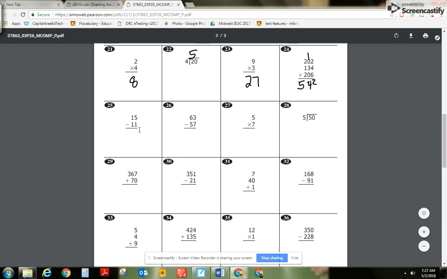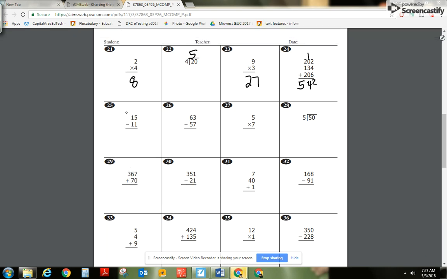Number 25, once again, kids lots of times make mistakes on a problem like this because they're not reading about it. They're not thinking. They just see numbers and they just go. This is an answer I see often. So they subtracted in the ones place, but then they added in the tens place. That's not correct. 15 take away 11 is 4. I like to count up 12, 13, 14, 15. So there's a difference of 4.